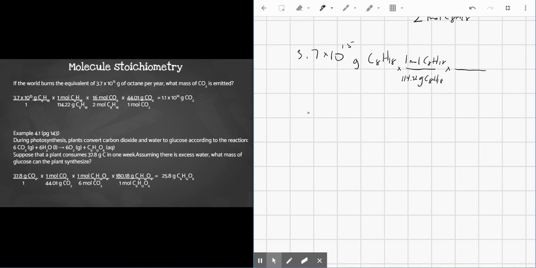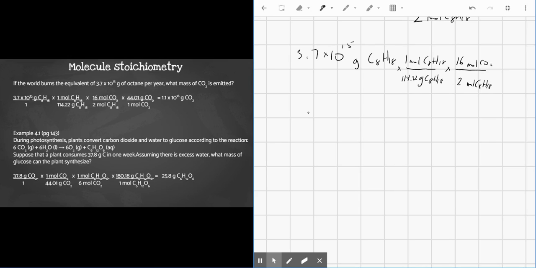This is the mole ratio, the next step. The given goes on the bottom. Moles of A over moles of our unknown, under moles of the unknown, and we want CO2. Okay, and the ratio, we just did this. It's 16 carbon dioxides for every 2 octanes.